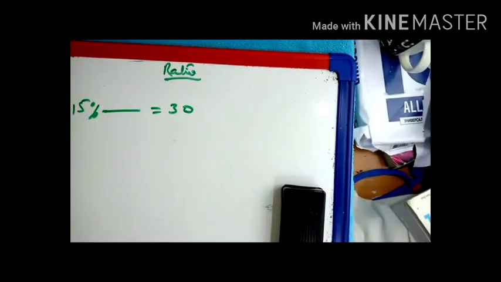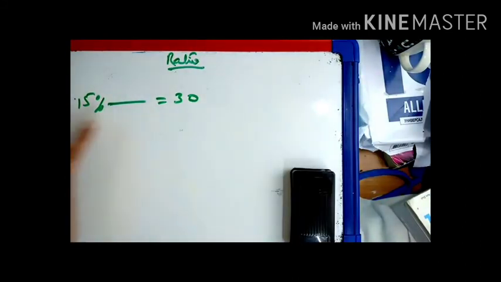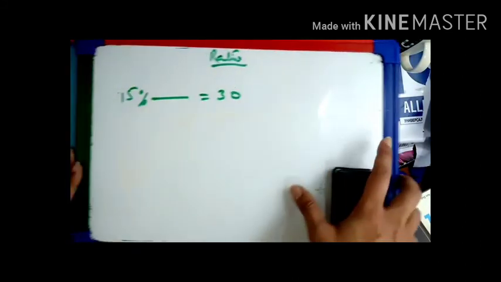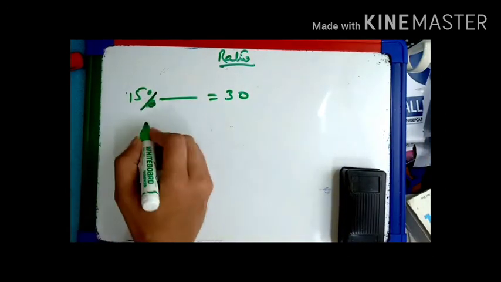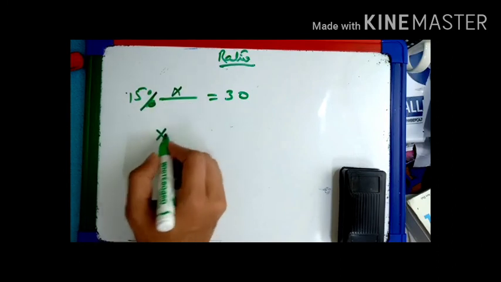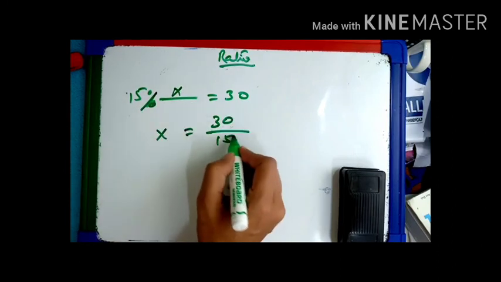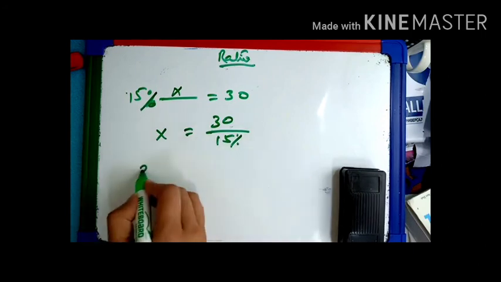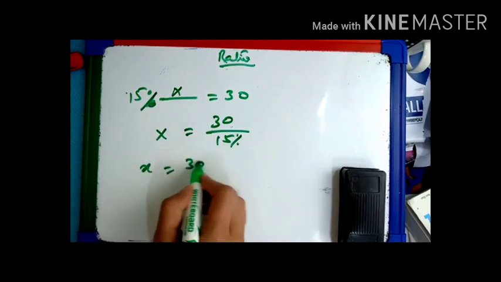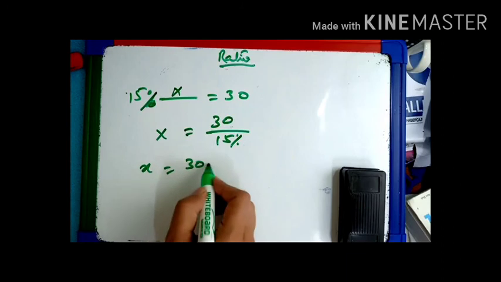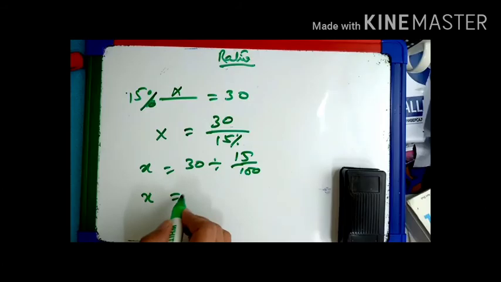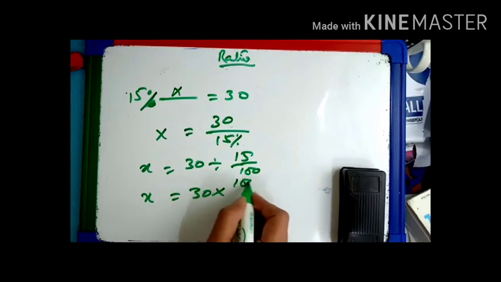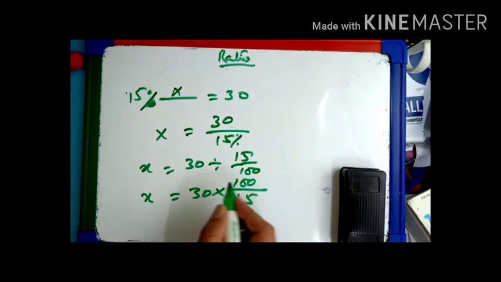Yes, Radha. Now see over here. This is the question: 15% of x equal to 30. So x equal to 30 divided by 15%. This is 15%. You got the idea? A little bit. Now x equals 30 into 100 over 15. If I put a cross, I can change the reciprocal. Got it?